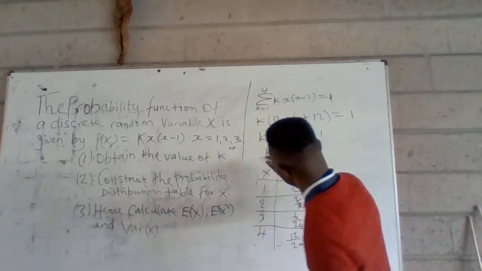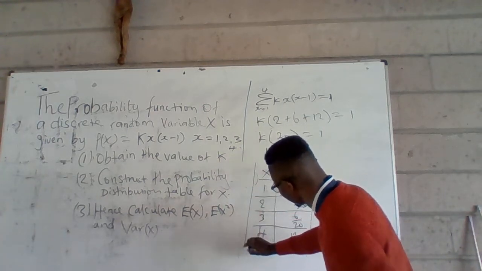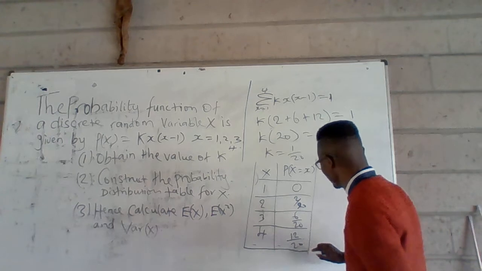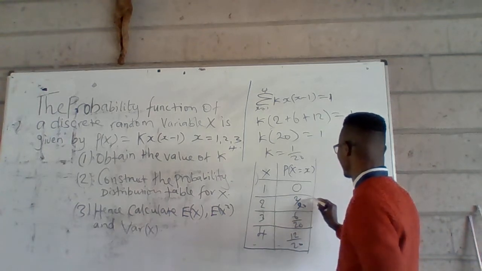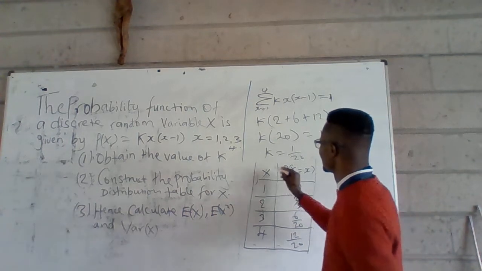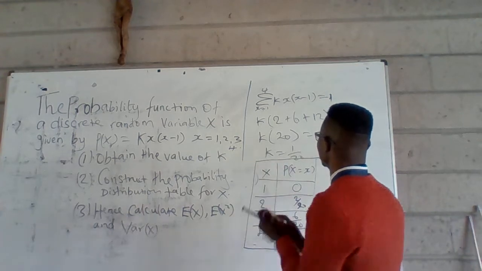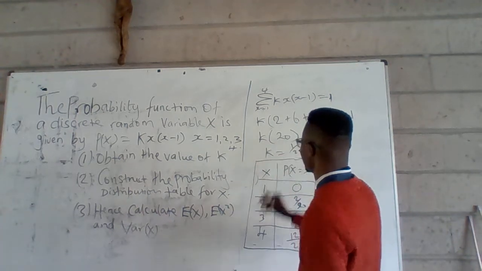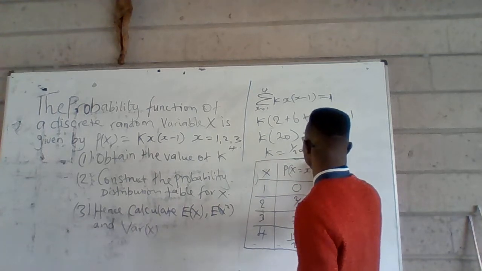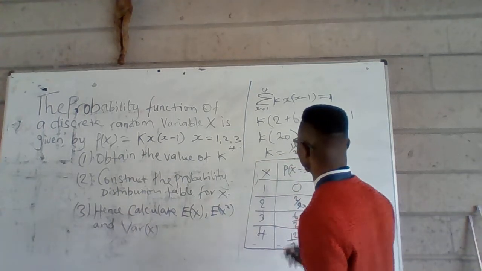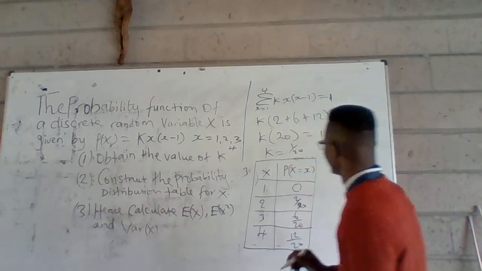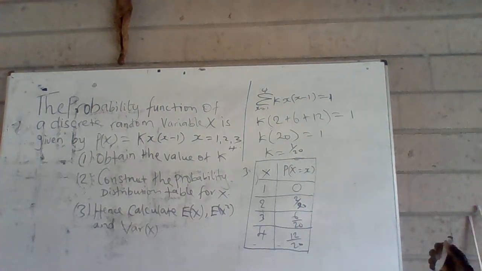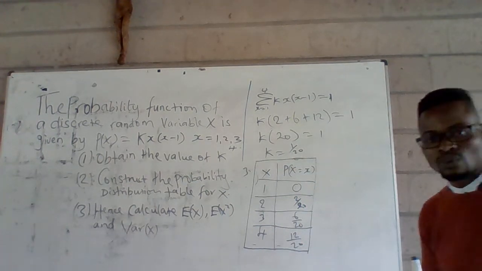Try to make it look more meaningful. That is what we're supposed to do from there. K is 1/20. So this is number 3. This is our distribution table. That's what it looks like.